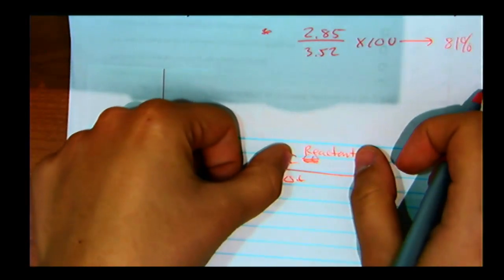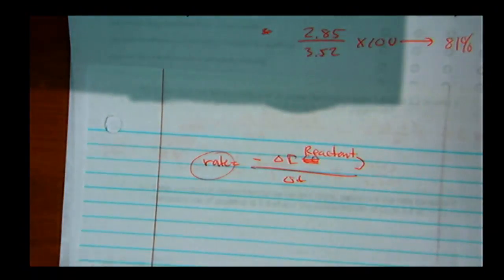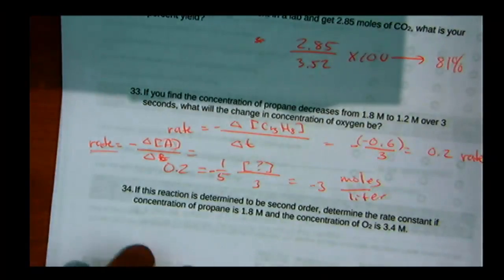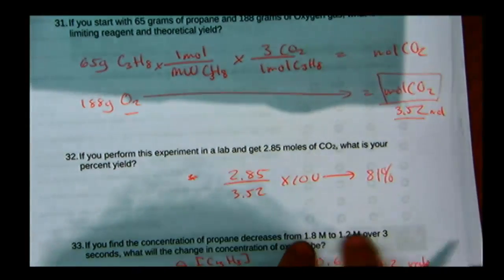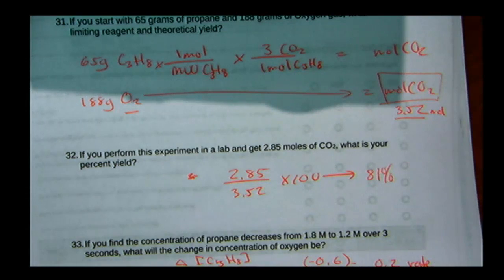So our negative is still going to stay there. It only went away because in this value, our change, it's decreasing. It's final minus initial, right? So it's 1.2 minus 1.8. And so we have a negative change in concentration, which again makes sense because we're losing propane as time continues, if that makes sense.